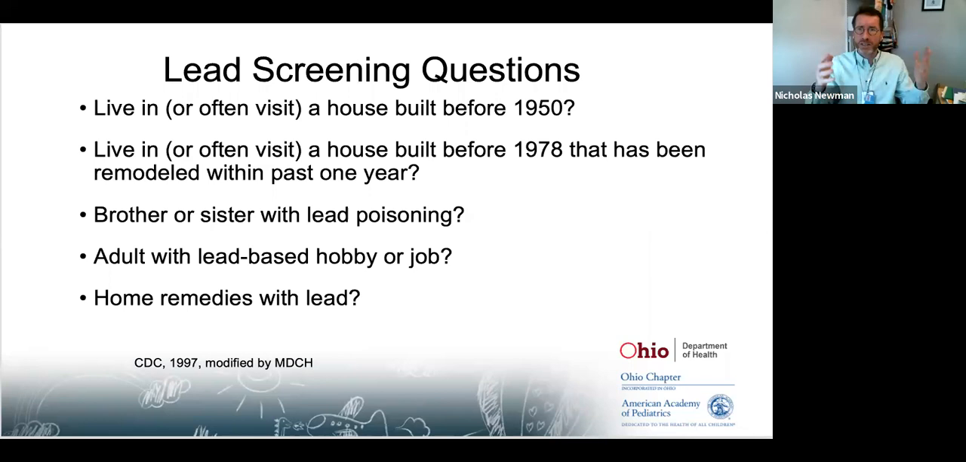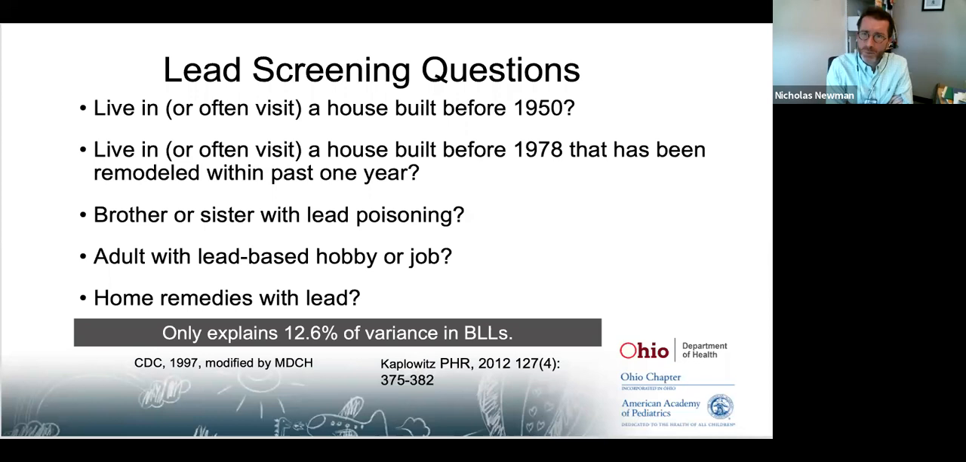So there are these screening questions, right? Do you live in or visit a house built before 1950? And to be honest, please click for a second, Alex. One click, yeah. The problem with the questionnaires is they really don't explain much of the variance in blood lead levels. So you say to yourself, okay, if that's not really explaining this, why not? And part of it is people don't know how old their house is.